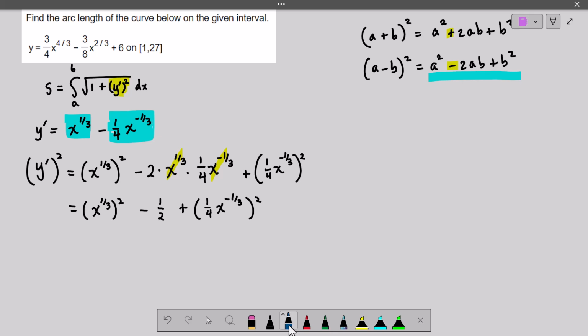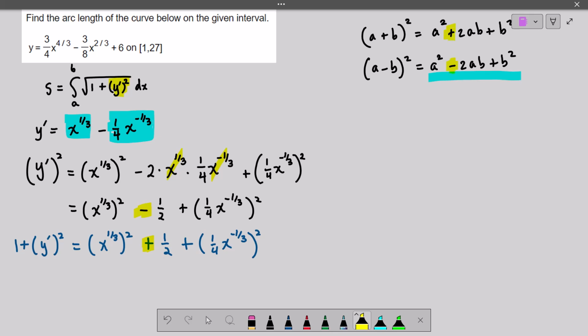Now when we look inside the square root, we need to add 1. So let's go ahead and do that right here. So 1 plus y prime squared. All we're doing is adding 1 to the right-hand side. And notice that the only change on the right-hand side when we add 1 is that we have now only changed the middle term. When we add 1 to the right-hand side, that middle term goes from negative 1/2 to positive 1/2. So the only difference between these two expressions is the sign. Just like up here, right? It's the sign. That tells us that this is now factorable.